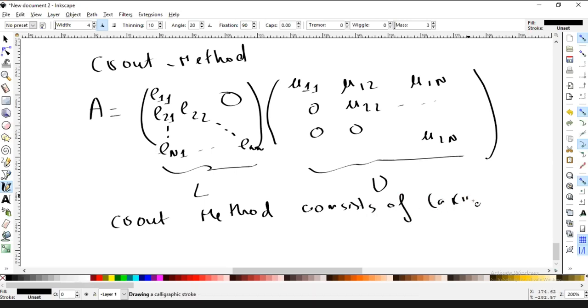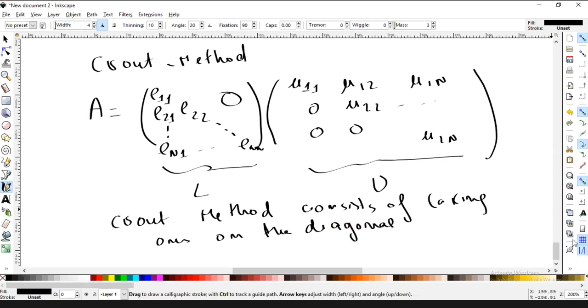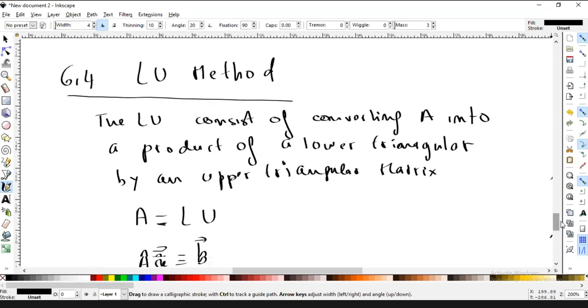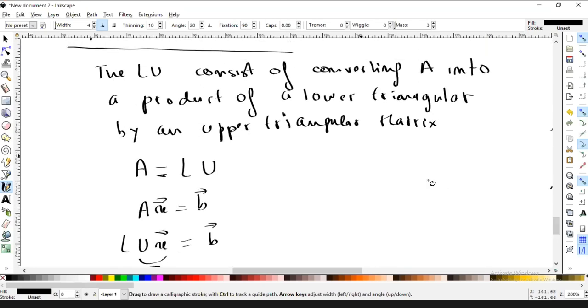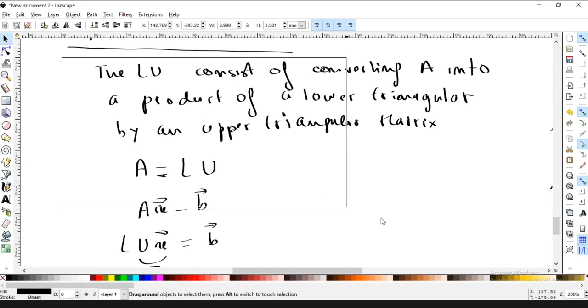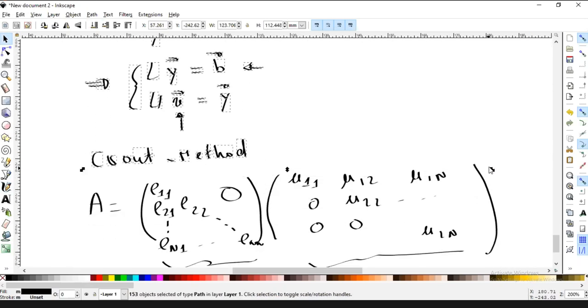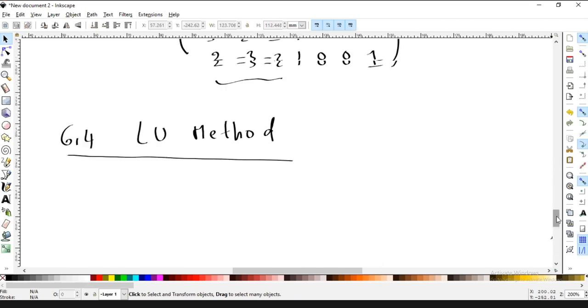So we take 1 on the diagonal. All right, now we will see how to determine the elements of L and U.